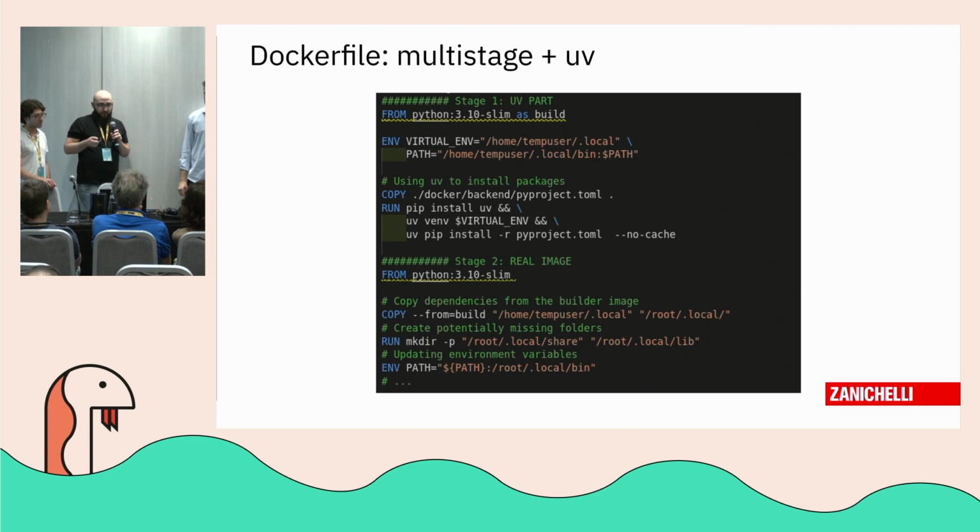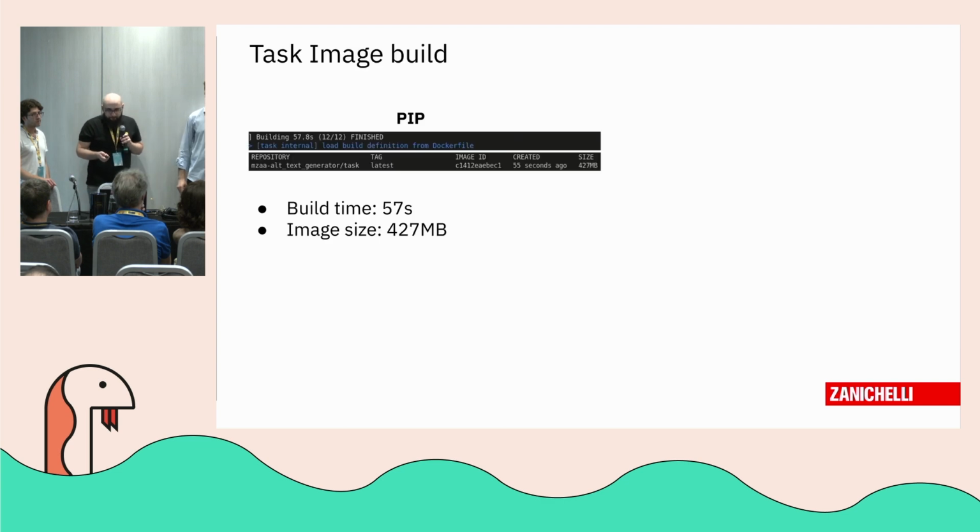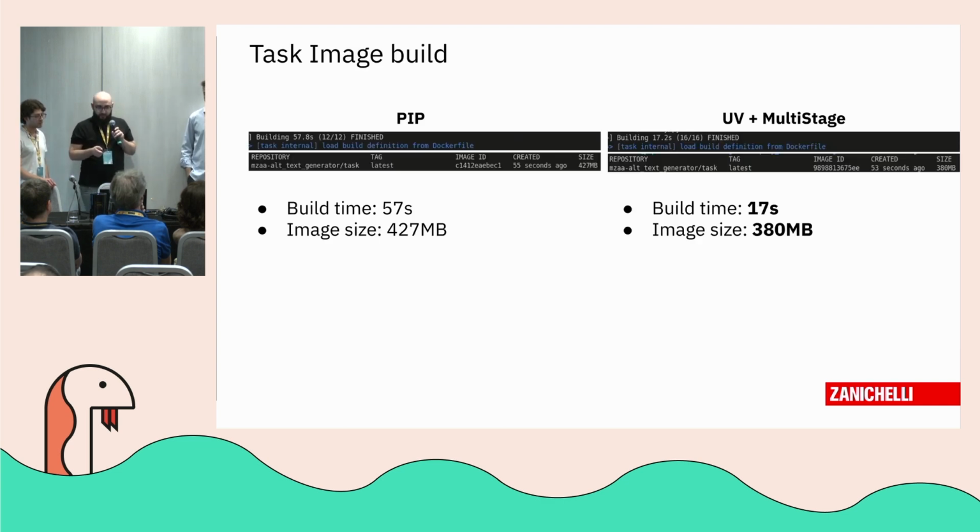As for the UV part, it's quite easy. You just install it with pip. Then you create a virtual environment using UV. And then you use UV to install the dependencies as you would with pip or Poetry. So we were able to move from this build to this one. And as you can see, it's quite an improvement.